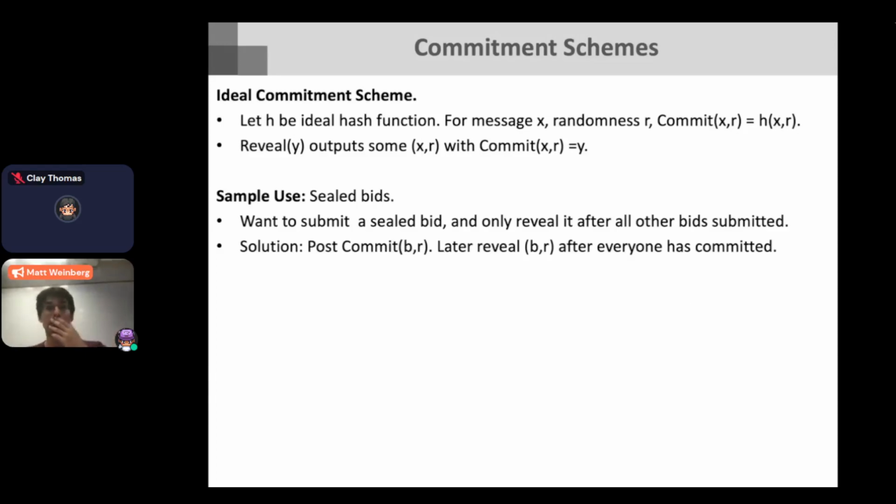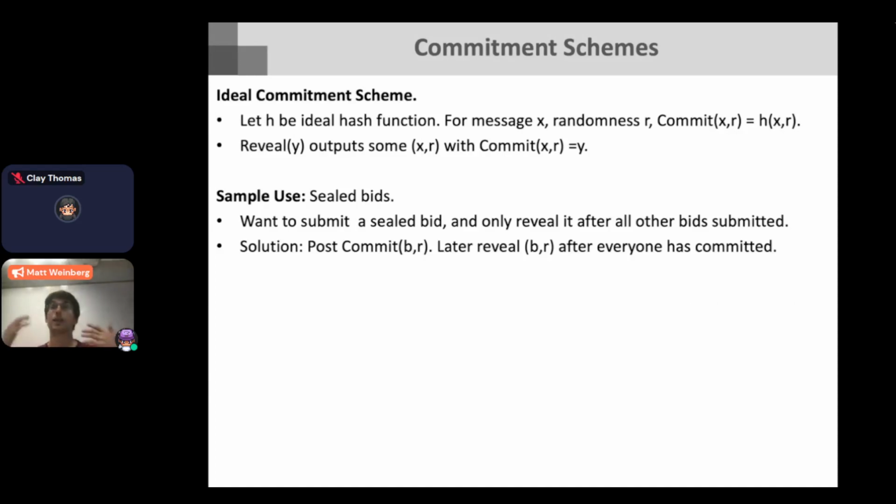Okay, so let me give you a canonical application. Canonical application 1 is in an auction, where I want to submit a sealed bid, but I would like to only reveal that bid after all the other bids have been submitted. So what's the solution I would like to use? I would like to post to the auctioneer and to everyone else a commitment to my bid. And later, only after all the other commitments have been submitted, then it's time for everyone to reveal. I'm going to reveal my bid and the randomness after everyone is committed.